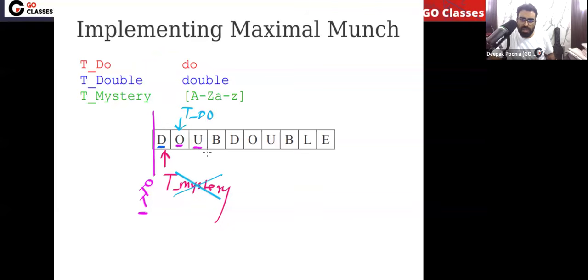So keep going, you will read this U. Now this DOUBLE regular expression is in the race. You will read this B, DOUB. Focus on this DOUB, it is in the race. Now you will read this D, DOUBD. Now this is out of the race. So now you will backtrack, go back, and find the last matching regular expression. This is the last matching regular expression. Yes or no?